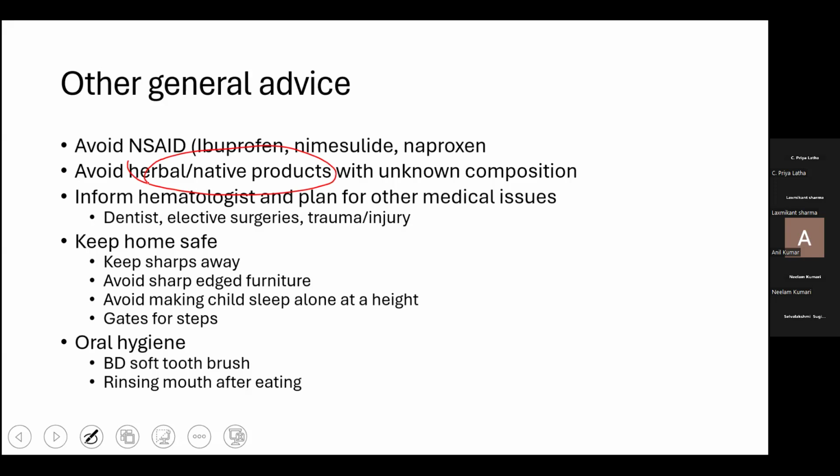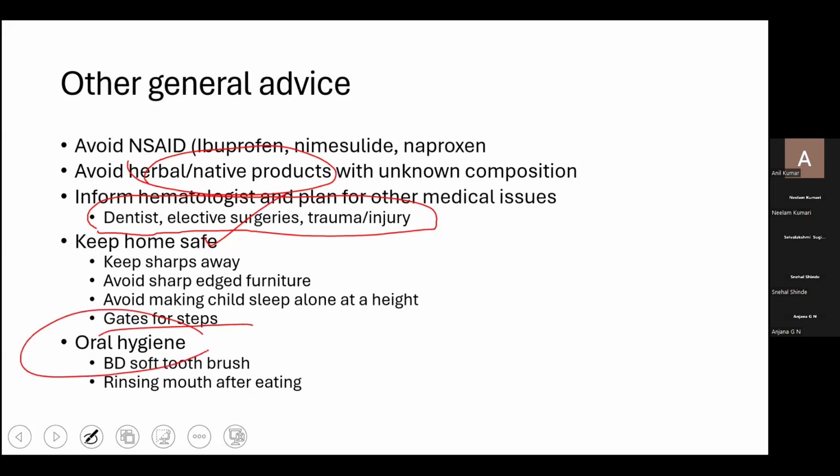Whenever these children go for any dental procedures, elective surgeries, or they have a trauma injury, they have to report to the hematologist so that we can make a plan for them. Keep the home safe. Simple things. Keep the knives away, scissors away. Pad your sharp-edged furniture with cotton rags or pillows, and make sure the child sleeps between two people on the bed. Or if you're not able to do that, at least if the child has to sleep alone, you can put the mattress on the floor rather than on the bed at a height. And if there are steps inside the home, you can put gates for the steps.